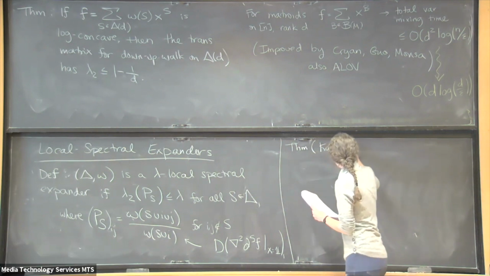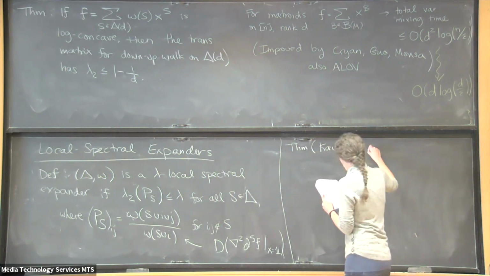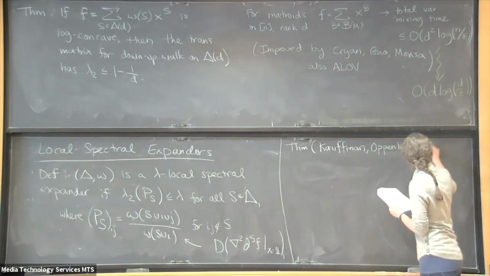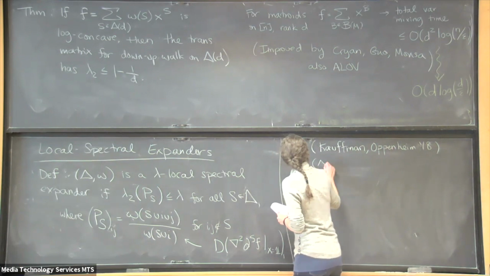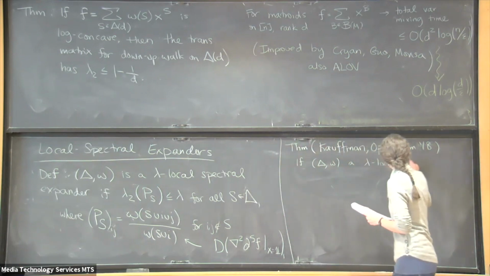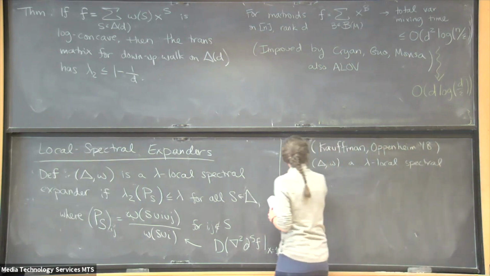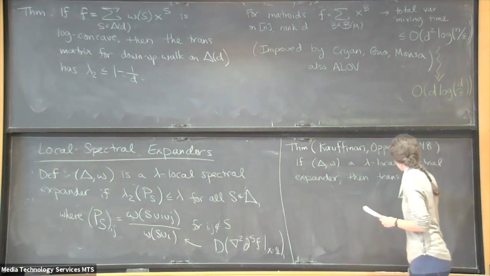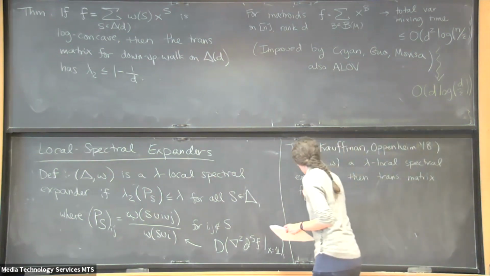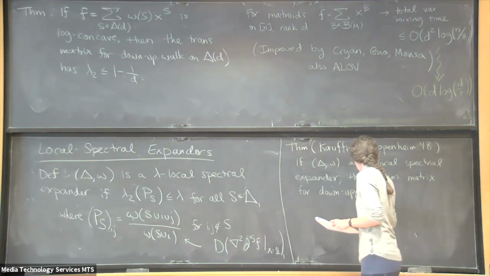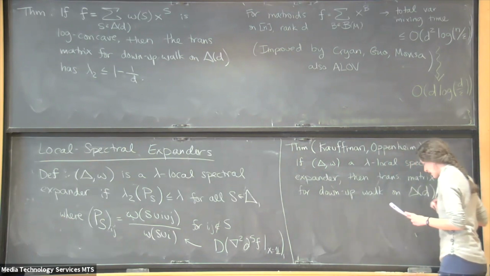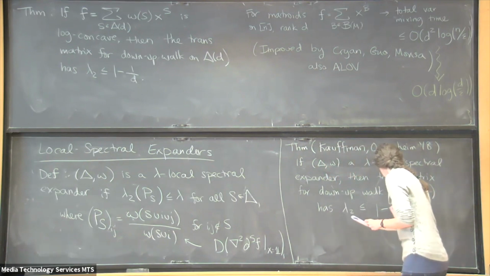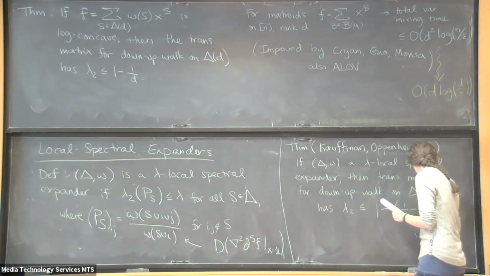Developing on a long line of work, including by Eri Mir, who was here, Kaufman and Oppenheim '16 showed that if you have a lambda local spectral expander, then the transition matrix for the down-up walk on this big simplicial complex has second eigenvalue at most 1 minus 1 over d minus d minus 1 over 2.